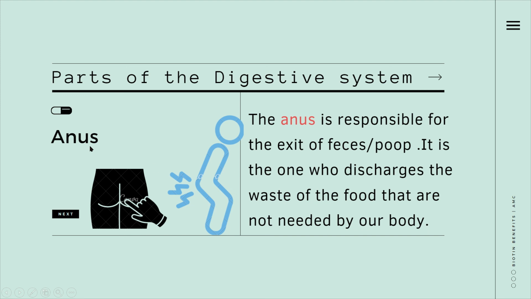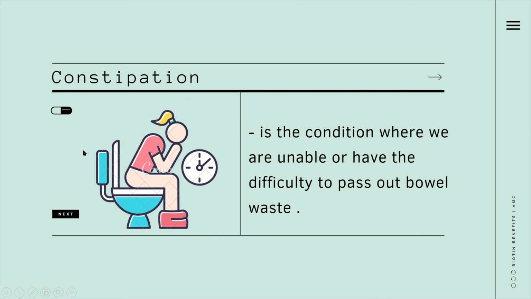So the anus is the last part of the digestive system. It is the door outside the body, and it discharges the waste from the rectum and the unabsorbed matter in the form of our poop. And what do you call the door outside the body? It's the anus. Okay, very good.